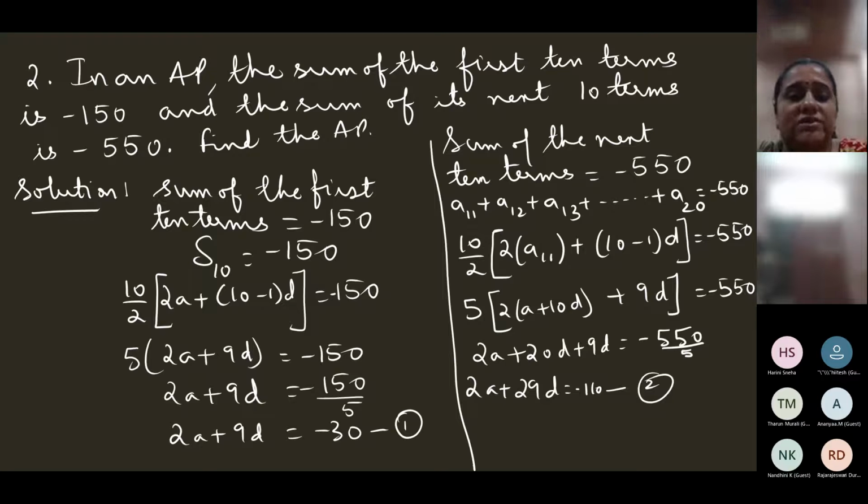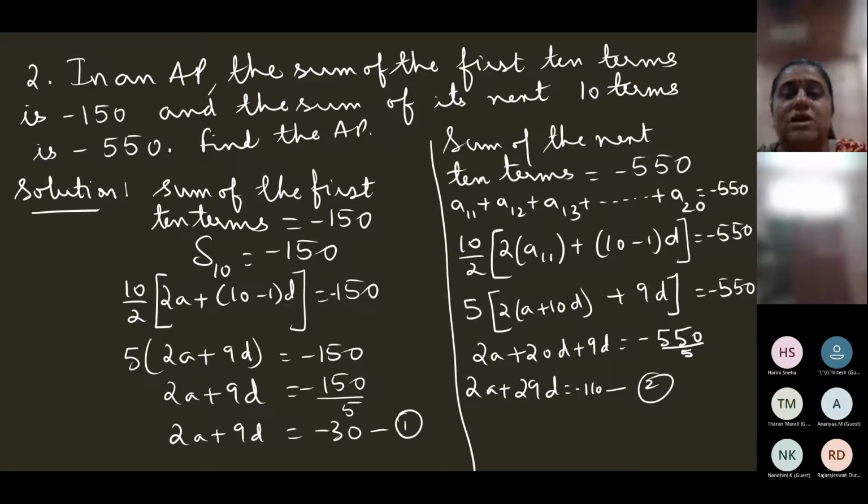So Sn is n by 2, so 10 by 2 of 2a. We do not know a and d. We don't know the AP itself. So you do not know the values of a and d. You only know n. So n by 2, 10 by 2 of 2a plus n minus 1, 10 minus 1 into d, is equal to minus 150. When you work that out, you get this equation in a and d: 2a plus 9d is equal to minus 30.